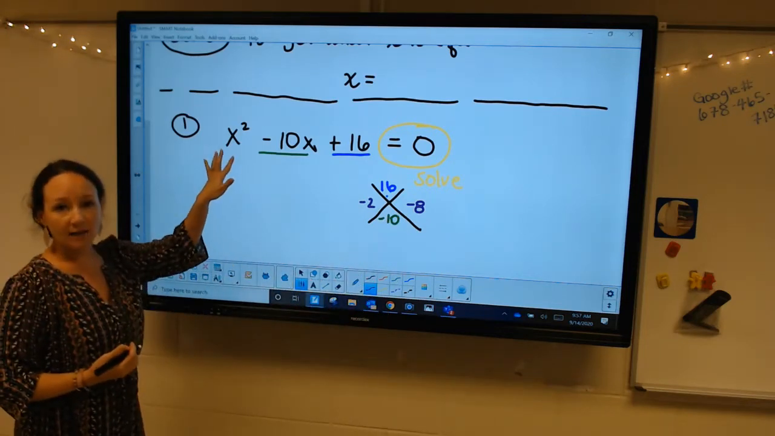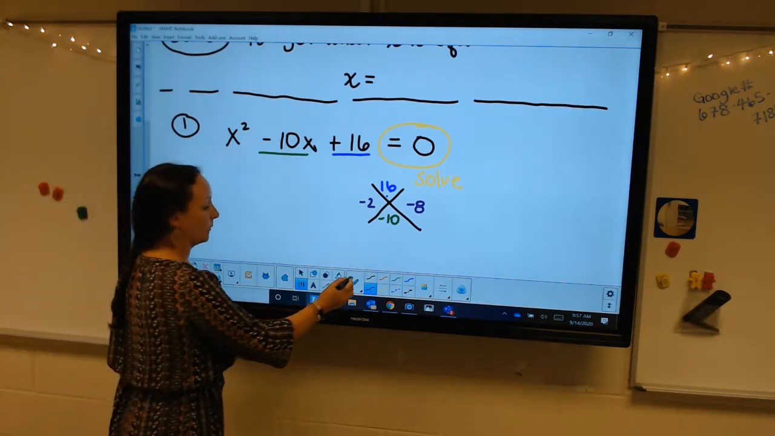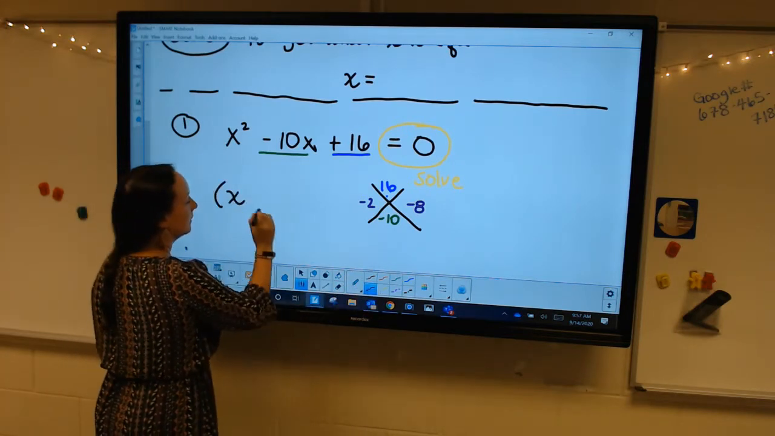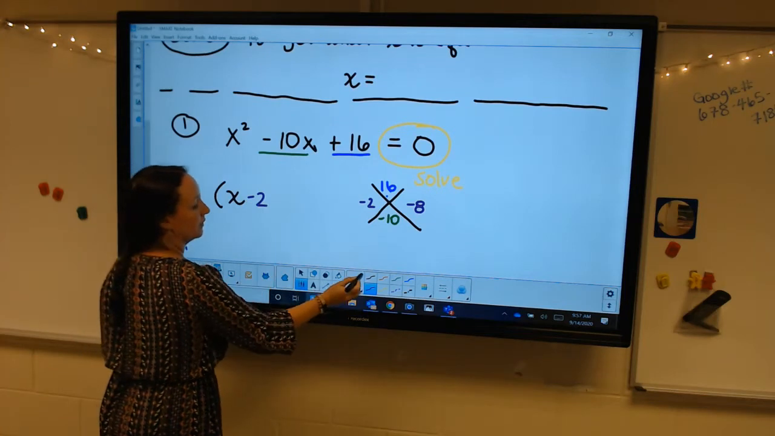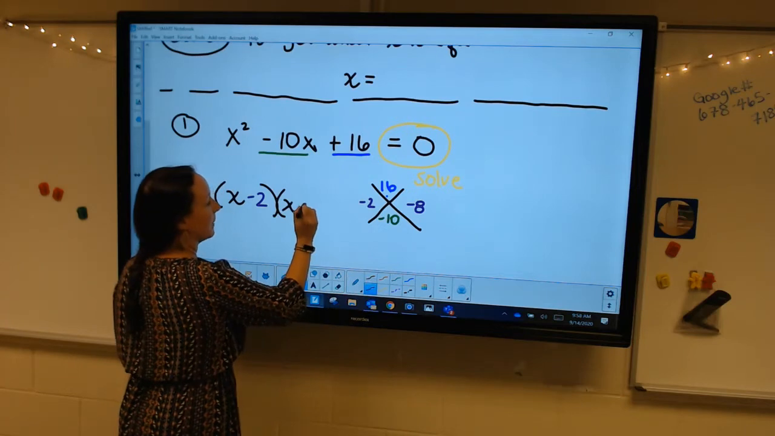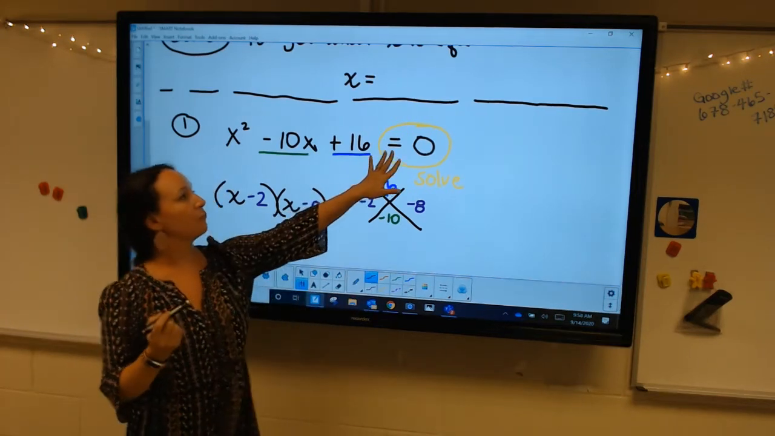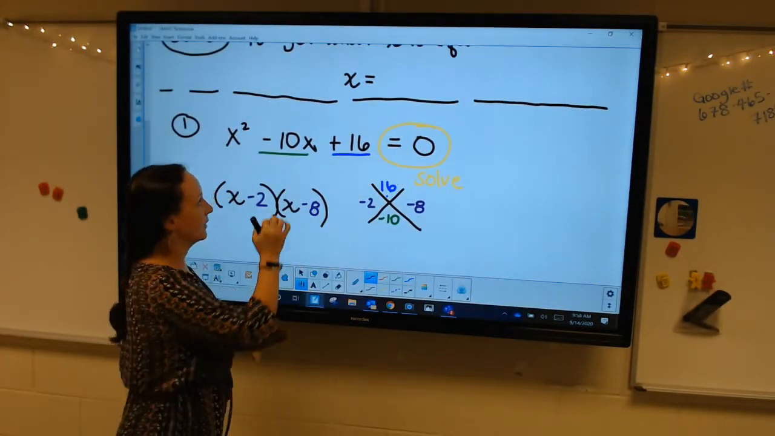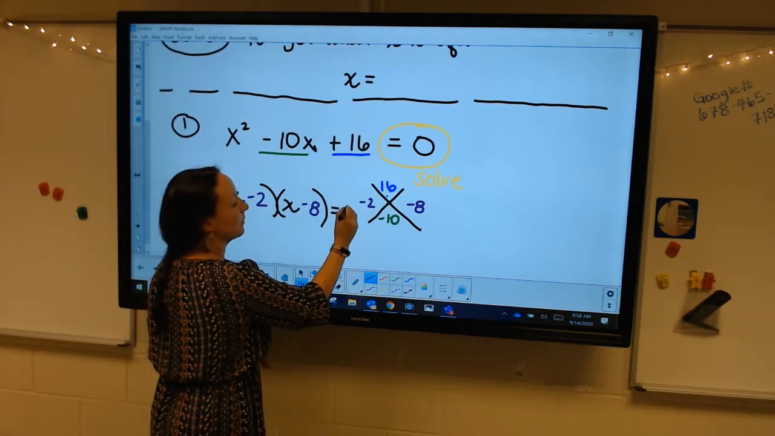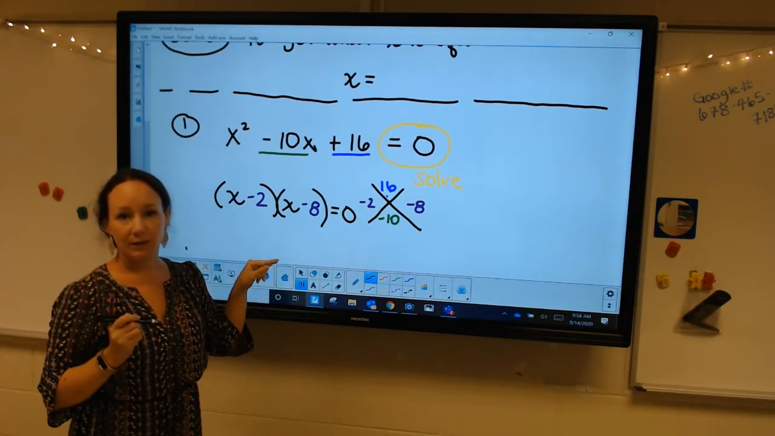Because there is not a number in front of x squared, we can go ahead and put it into the factored form. So I can set up x minus 2 and x minus 8. But we're going to bring that equals 0 down, because what we did is we took this problem and factored it, but it is still the same problem. It is still set equal to 0.